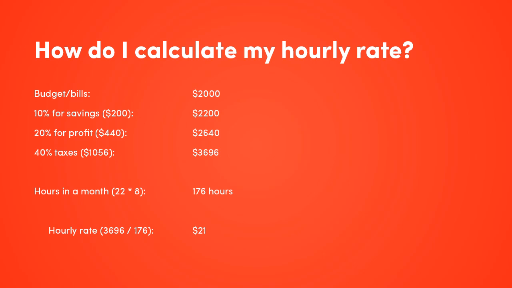So to figure out our hourly rate, we have to divide the $3,696 monthly budget by 176, and this amounts to $21. So $21 is actually what you have to set your rate to, to make a profit of 20%.